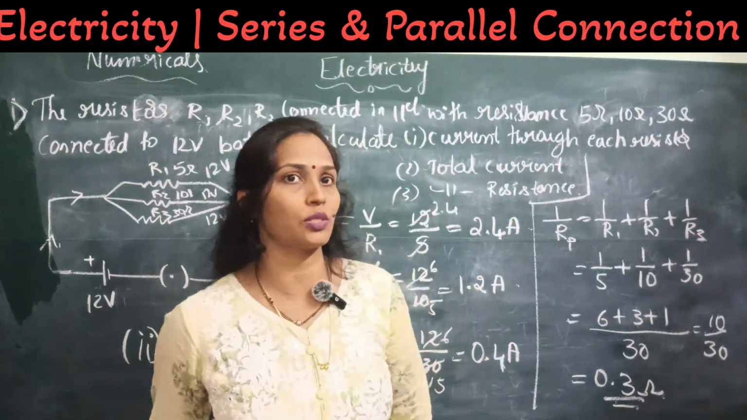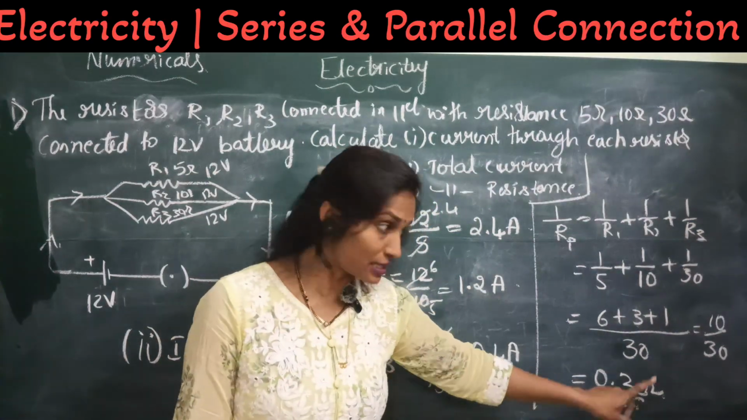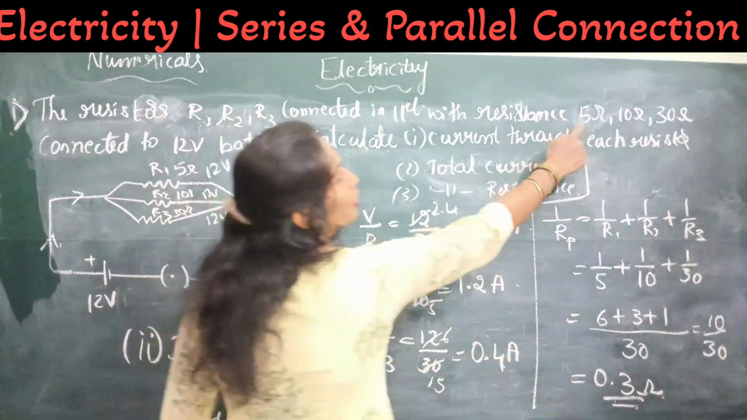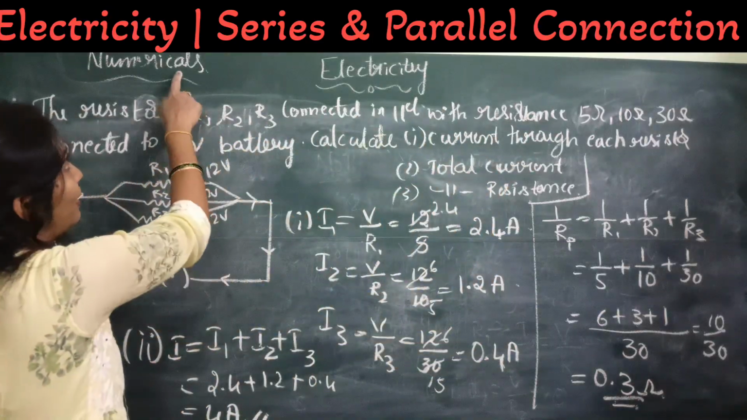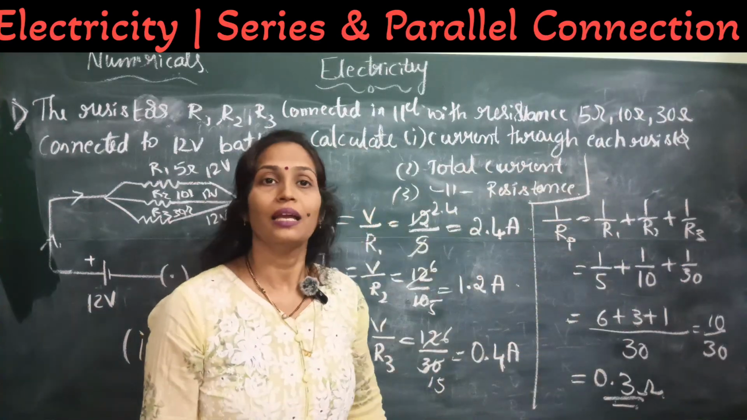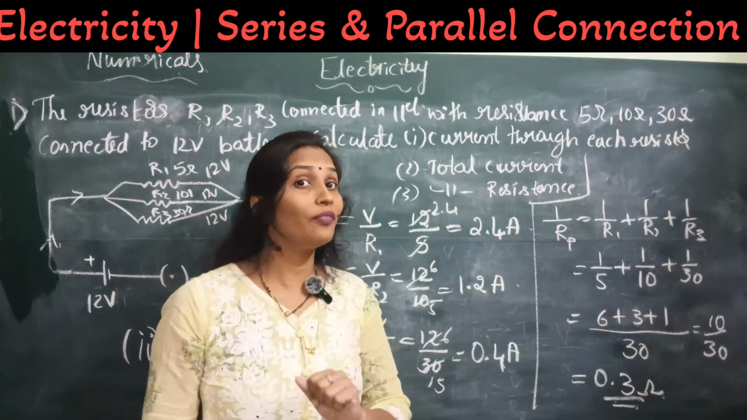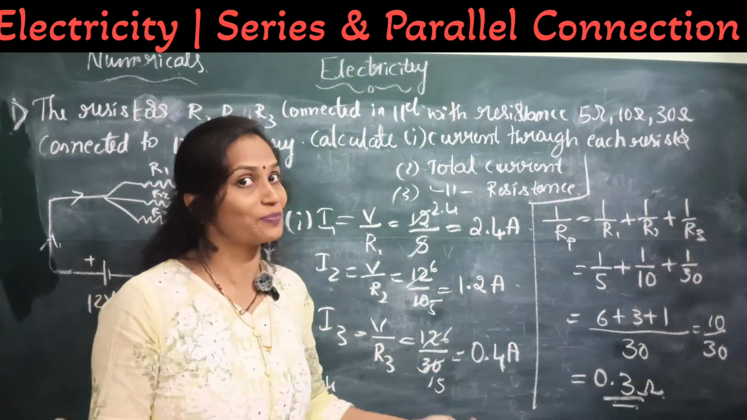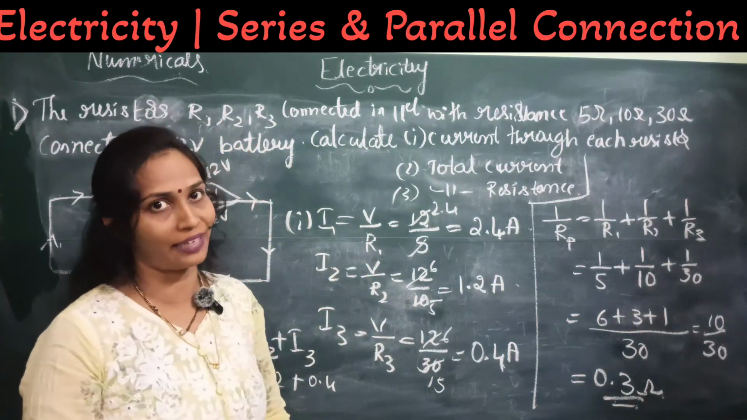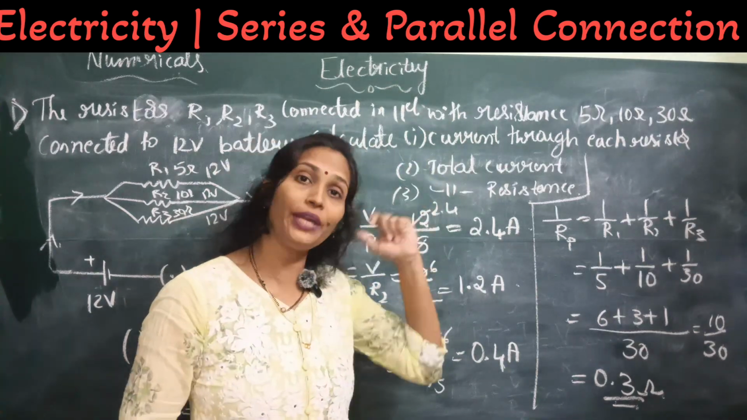And also note down one more thing: the total resistance is very small compared to the individual resistances in parallel. With less resistance there is more current, and the flow of current is very easy in a parallel connection. What about in series, guys? The total resistance will be high compared to the individual resistances.